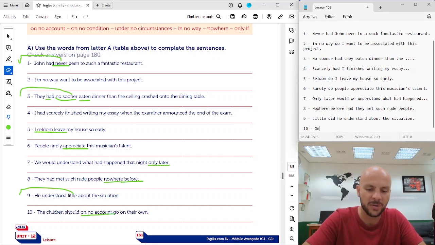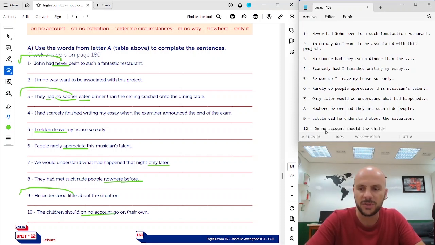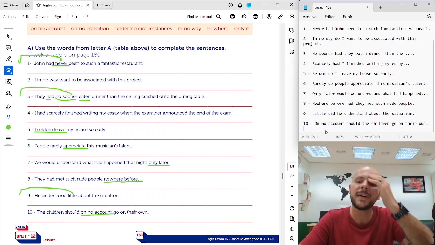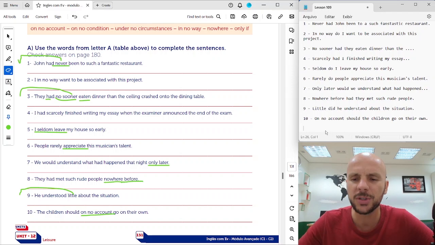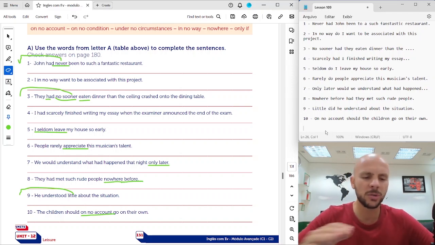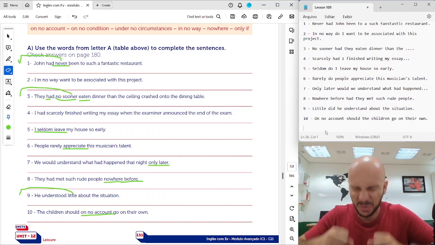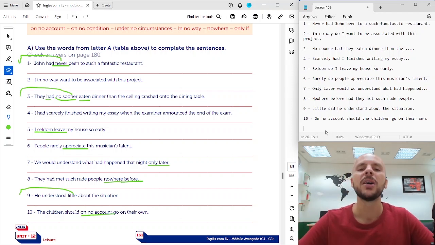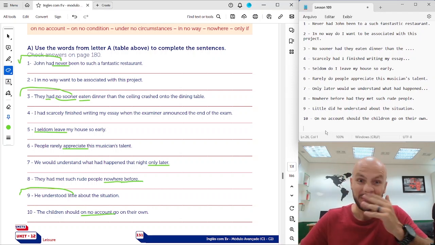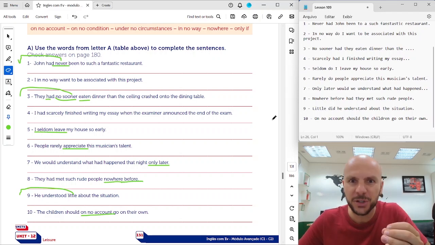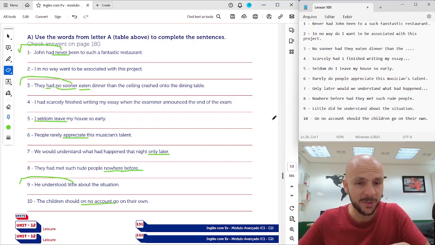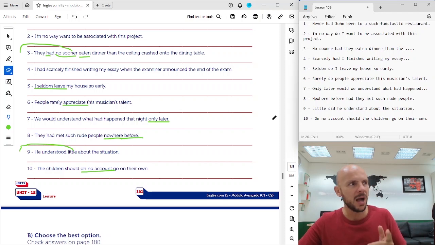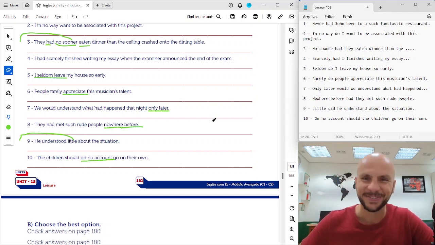10. The children should on no account go on their own. So on no account should the children go on their own. Imagine a father saying, I don't want my children to go alone. My children should on no account go on their own. But you're very angry, you want to emphasize: on no account should the children go on their own. All right? Start using the inversions in your sentences. It's really cool, and people will look up to you and say, wow, nice English.